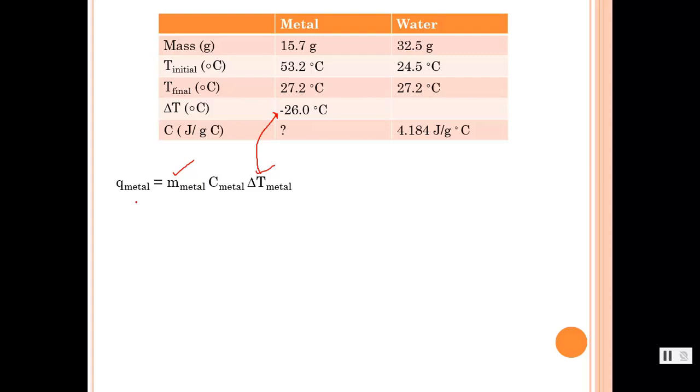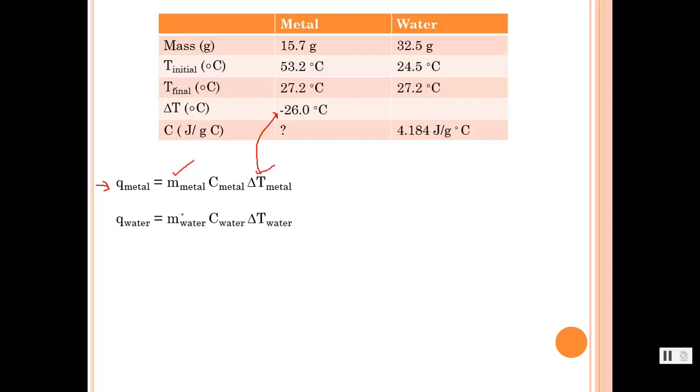Which would have been nice though, because if I knew Q of the metal right away, I could just solve this equation for C of the metal. I don't know Q of the metal, or the heat associated with the metal, but I can calculate Q of the water, the heat that's associated with that water.